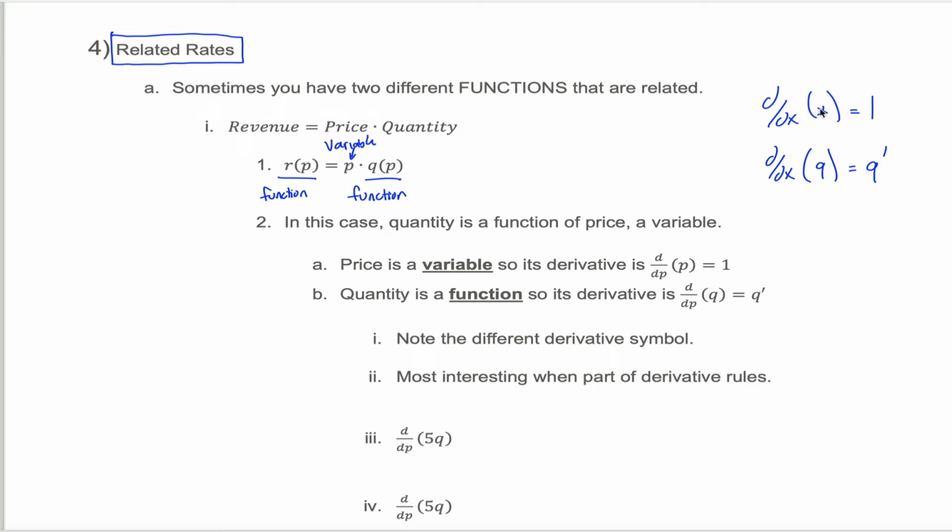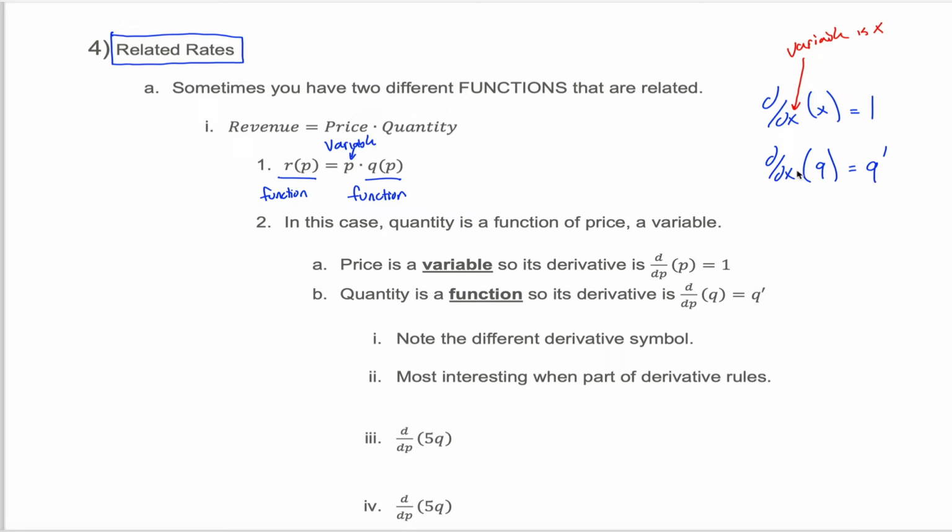Wait, how do I know if a letter represents a variable or a function? That's what this notation is telling you. This x right here is telling you that your variable is x. That's telling you that if you take the derivative of that letter, it should just be 1. Because this is not a q right here, the derivative of this q is not equal to 1. My variable is x, so q must be a function. The derivative of that function is q prime.